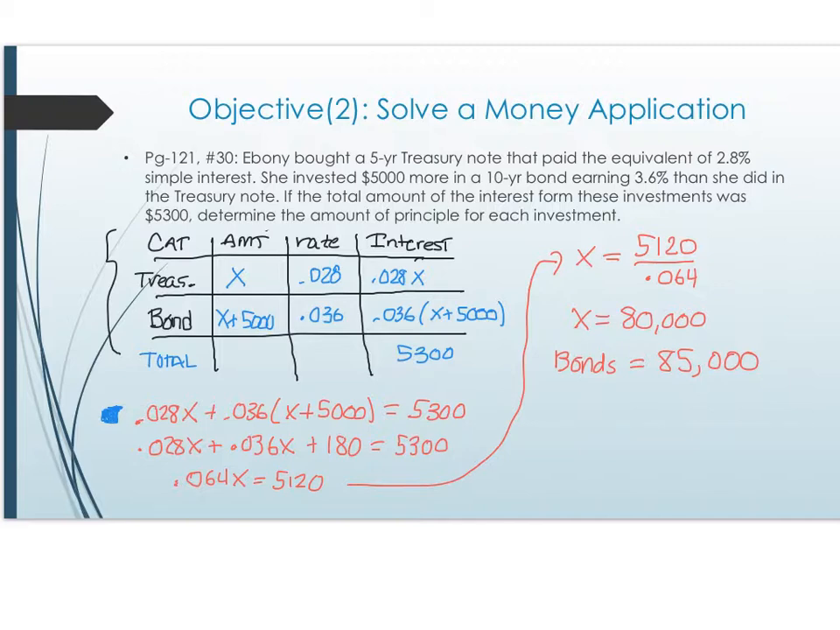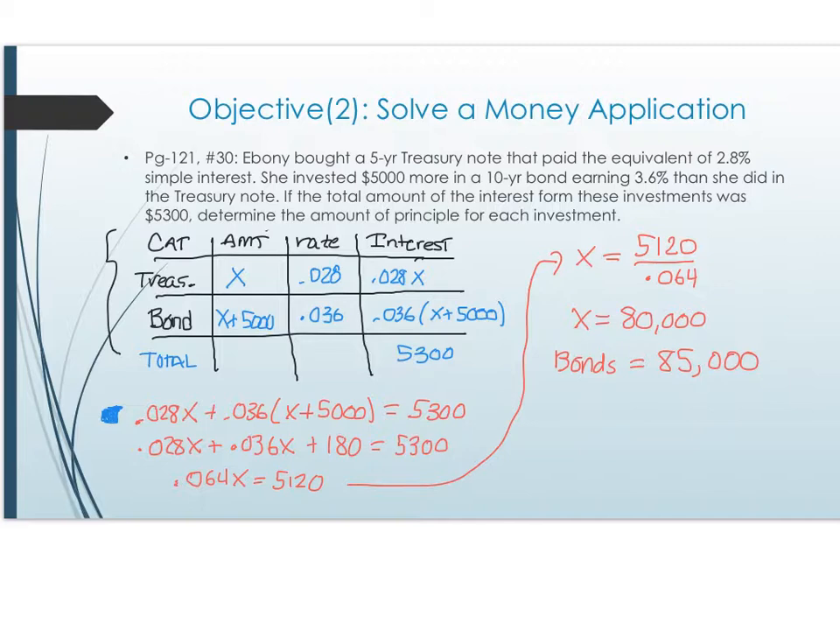The rate of interest was 0.028 for the Treasury, and for the 10-year bond, it was 0.036. So the interest is the amount times the rate, and it's 0.028 times x for the Treasury. For the bond, it's 0.036 times x plus 5,000.